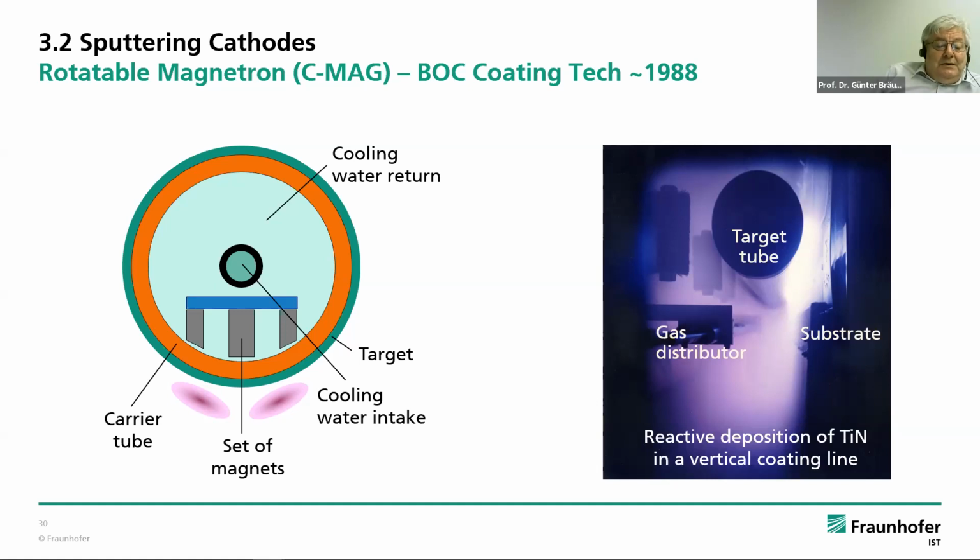You use a tube instead of a planar magnetron, and you rotate the tube around the plasma, and by this you can get around 90% of target utilization. You can enhance the lifetime, and you can also enhance, of course, your service intervals.